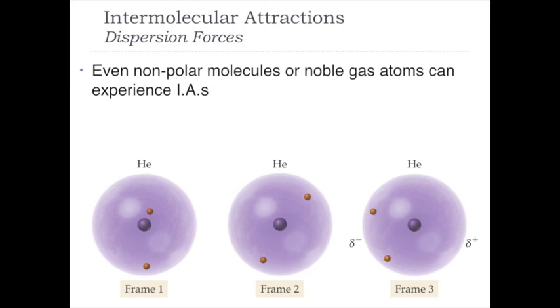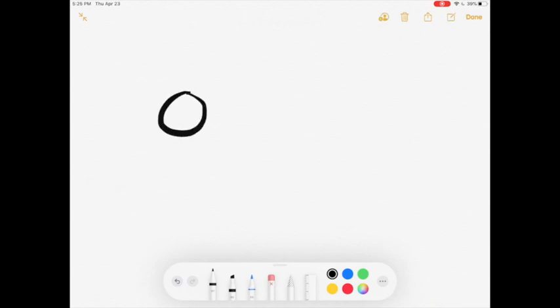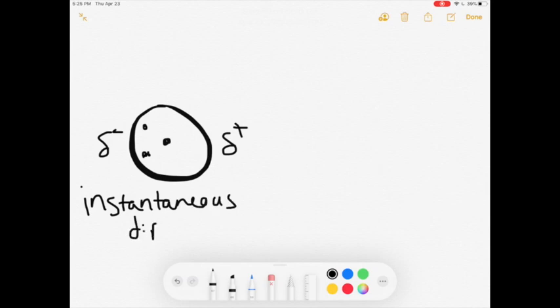And so we create this partial negative and partial positive. Okay, so let me draw this here for you. Here's our helium atom. Okay, we have the nucleus here, and we have 2 electrons ending up on the same side of the atom. And so when that happens, since electrons are negative, this side becomes partially negative and this side becomes partially positive. And this is called an instantaneous dipole. Okay, so again, that's when the electrons happen to be on the same side of the atom or the molecule, creating that dipole. So the dipole goes in the direction of the negative.